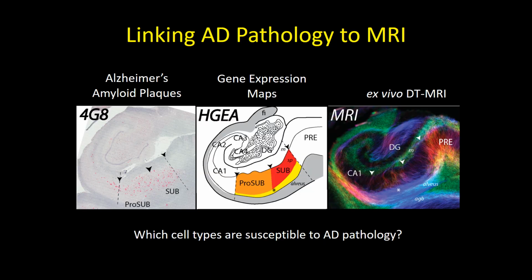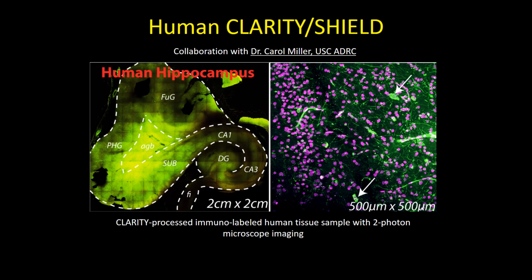Ultimately, our goal is to use gene expression atlases to link Alzheimer's pathology to high-resolution diffusion tractography to help us understand which cell types are susceptible to Alzheimer's disease and how Alzheimer's affects their neuronal connectivity. In addition, our lab is using 3D microscopy in combination with CLARITY and SHIELD tissue clearing approaches to image large volumes of human postmortem tissue, which can then be registered to MRI datasets. The image here shows an 8 mm thick sample of human hippocampus along with the parahippocampal and fusiform gyrus, and using 2-photon imaging and immunohistochemical labeling, we can reveal neuronal connections in Alzheimer's disease.